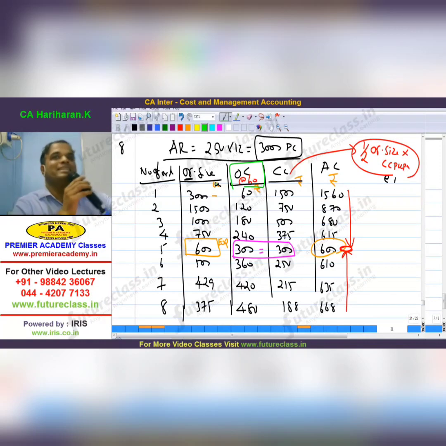What are all the costs I am going to incur? That cost is called what? Carrying cost. Now, assume I am going to purchase 3000 kgs of raw material. Where am I going to keep the 3000 kgs of raw material? In my godown. Clear? And for how long do I have to maintain 3000 kgs of raw material? 1 year, because the annual requirement is 3000, so for 1 year I have to maintain it.